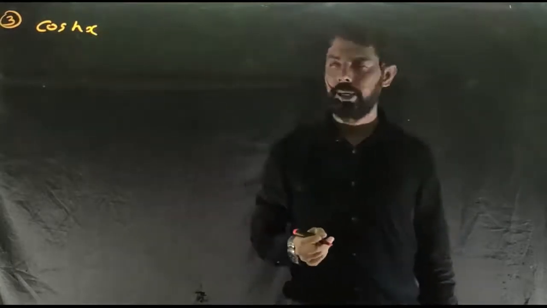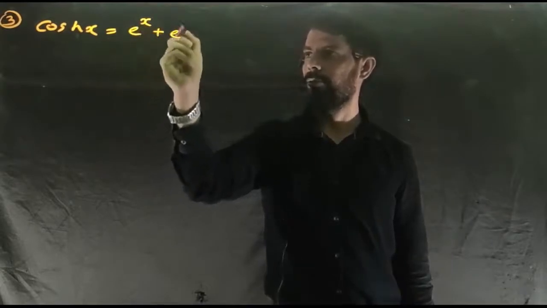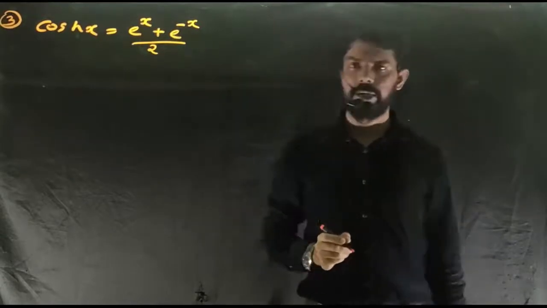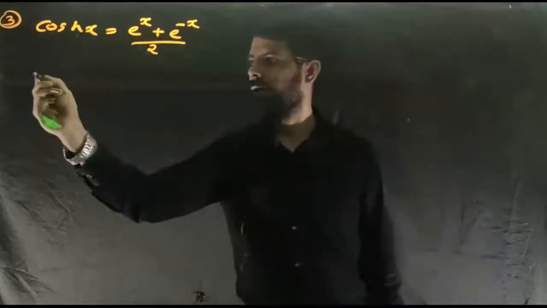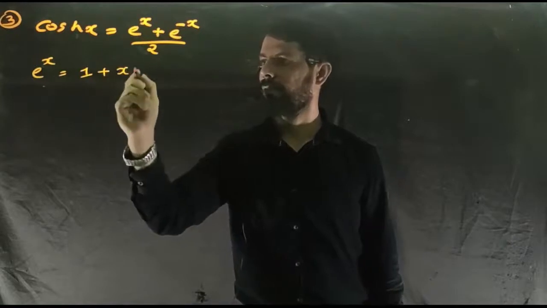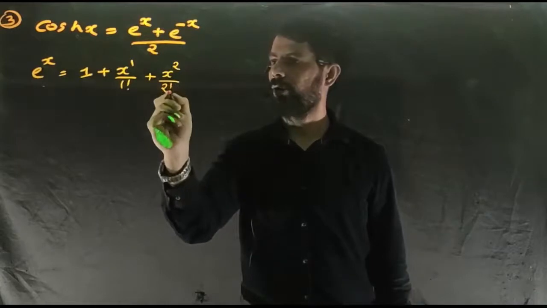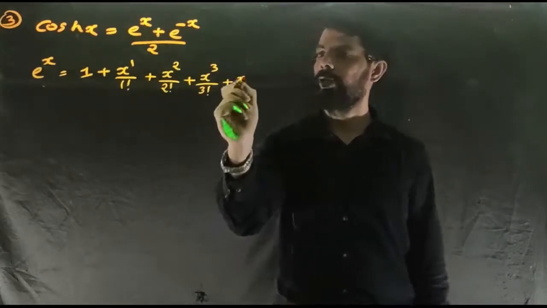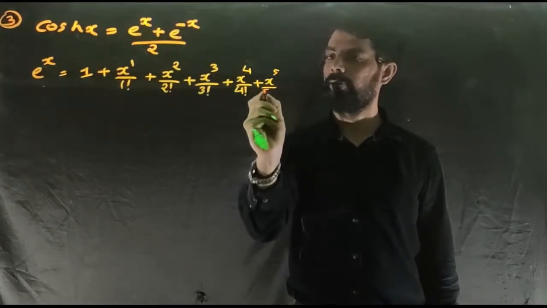So cos hyperbolic x is defined as e raised to x plus e raised to minus x divided by 2. As we have already discussed, the Maclaurin series for e raised to x is given by e raised to x is equal to 1 plus x raised to 1 by 1 factorial plus x square by 2 factorial plus x cube by 3 factorial plus x raised to 4 by 4 factorial plus x raised to 5 by 5 factorial plus so on.